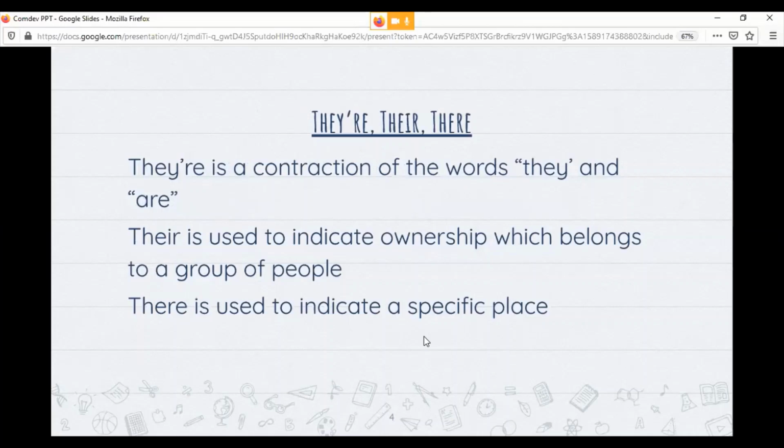As for there, their, and they're, these are three words that sound very similar. They're is a contraction of the words they and are. It means they're a combination of the two words. Other contractions include I'm, which is a contraction of I and am, and also shouldn't, which is a contraction of should and not. Meanwhile, their is used to indicate ownership, which belongs to a group of people. Meanwhile, there is used to point at something or indicate a specific place.